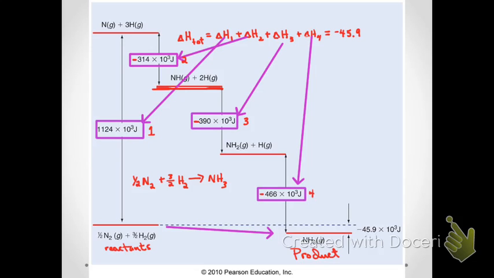So we just simply take those, add them all together, and we get this value of negative 45.9 kilojoules, and that would be the overall reaction enthalpy, or in fact the enthalpy of formation for ammonia. Notice of course that it's negative, which means it's exothermic, and overall we get a release of enthalpy in this process.